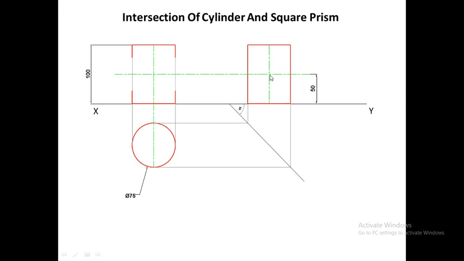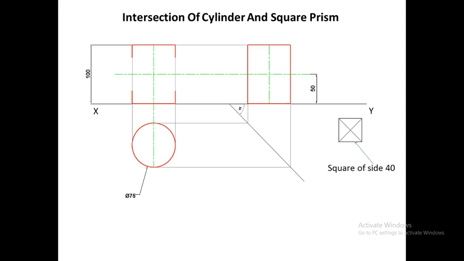So in order to mark the axis we have taken a distance of 50 mm. Since in the question it was given bisecting, the axis of the square prism will divide the axis of the vertical prism in two equal halves. So 50 from bottom and 50 from top. Now in the next step, we will draw first the side view of the horizontal square prism.